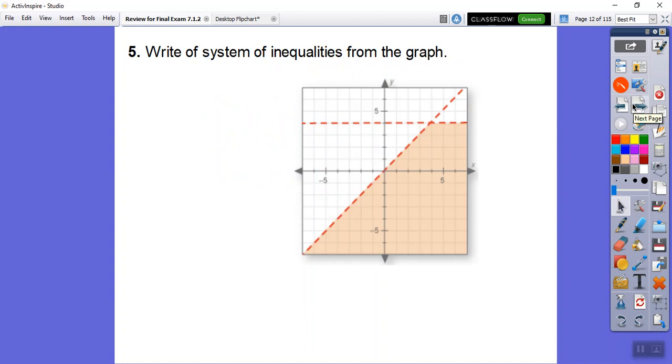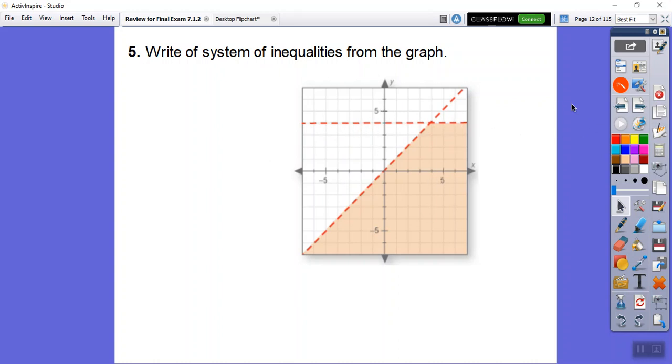All right, write a system of inequalities from this graph. Okay, this one that's going diagonal right here is y equals x. And since it's below the line y equals x, it's going to be y is less than x. And it's not less than or equal to because of the dotted line right here. So this line is y is less than x. And this line is y equals 4. So y equals 4, horizontal lines are just y equals a number, and it's below this line, so this one's going to be y is less than 4.